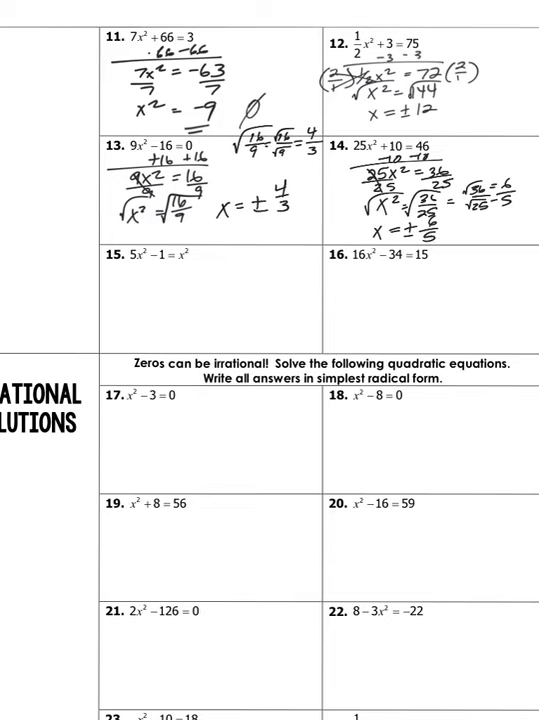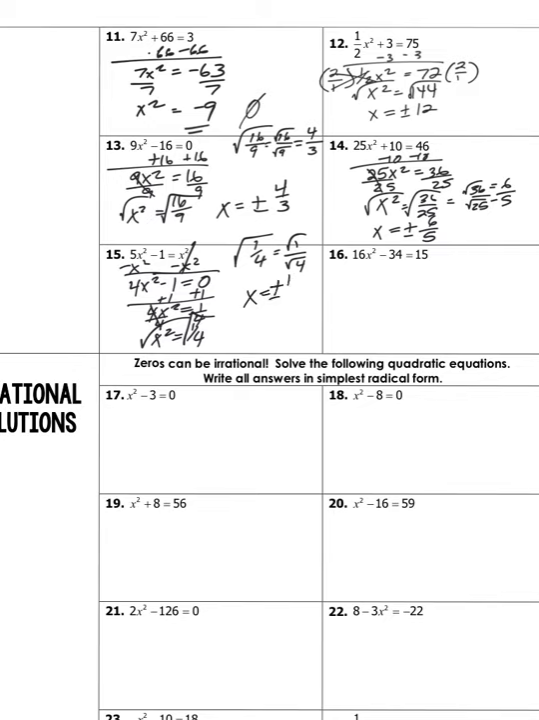Number 15, ooh, got to get the x squareds on one side. We're going to subtract x squared from both sides. And we get 4x squared minus 1 equals 0. And we're going to add 1 to both sides. 4x squared equals 1. Divide by 4. X squared equals 1/4. And we take the square root. The square root of 1/4 is like the square root of 1 divided by the square root of 4. And the square root of 1 is 1. And the square root of 4 is 2. So it's plus or minus 1/2.